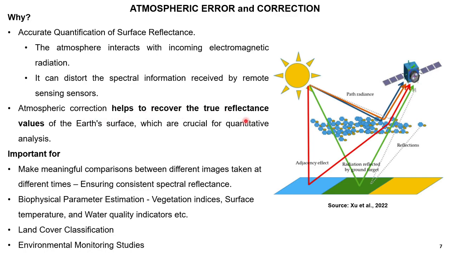Atmospheric correction helps to recover the true reflectance value of the Earth's surface and the target objects. And why is it important? To make a meaningful comparison between different images taken at different times, because the atmospheric condition changes in a very short time. So we need to correct for the atmosphere, and it is important for parameter estimation. We have different indices like NDVI and SAVI, all of which we will see. In order to estimate these parameters, everything depends on your surface reflectance. So it is important to make accurate quantification of it, for land cover classification and other environmental monitoring studies.